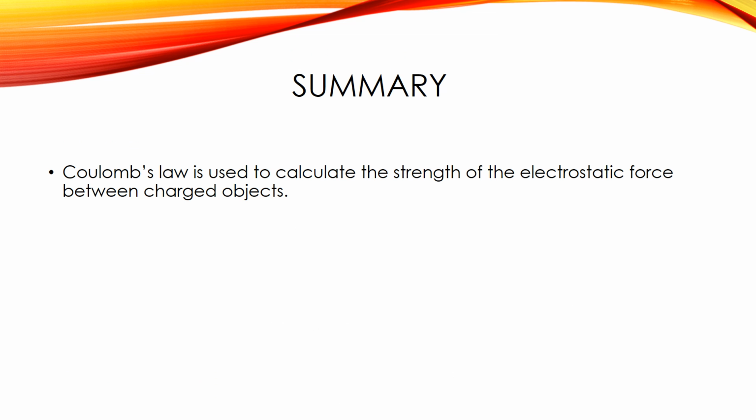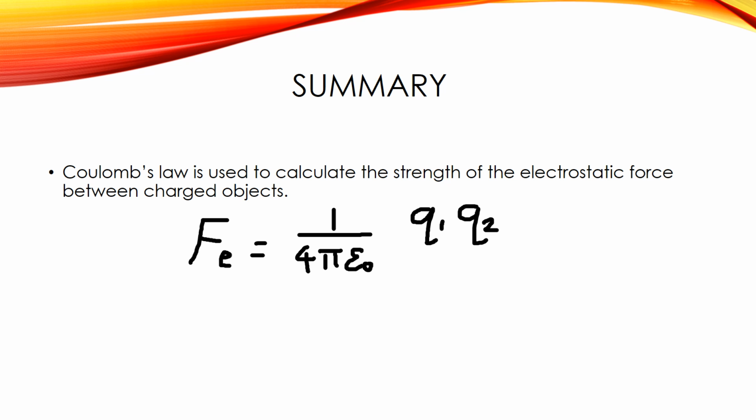Now let me summarize the idea of Coulomb's law. Coulomb's law is used to describe the strength of the electrostatic force. It is given by 1 over 4 pi epsilon naught multiplied with the charges Q1 and Q2. We are talking about two charged objects divided by the distance between them. The force here is directly proportional to the charge of each individual object and inversely proportional to the distance between them squared. Again, let me repeat, it's an inverse square law.